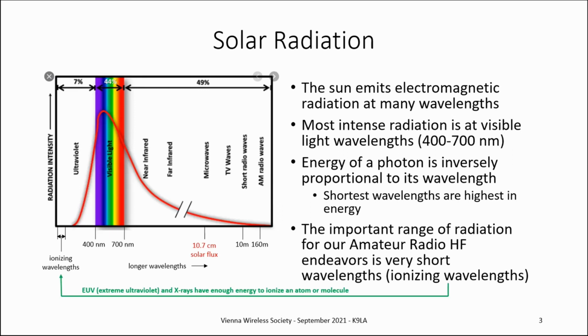One thing you should note is where 10.7 centimeter solar flux is. It's way over there on the right. And what that tells us is 10.7 centimeter solar flux couldn't even ionize its way out of a paper bag. In other words, it's a proxy for the true ionizing radiation, just like sunspots themselves are proxies for the true ionizing radiation, which is very short wavelengths.